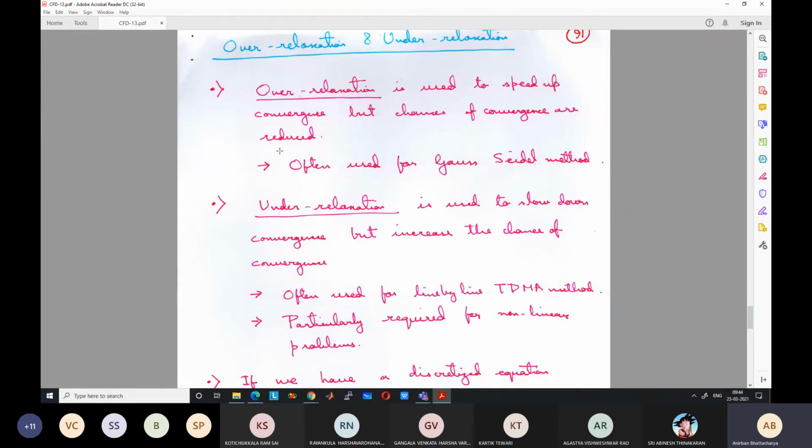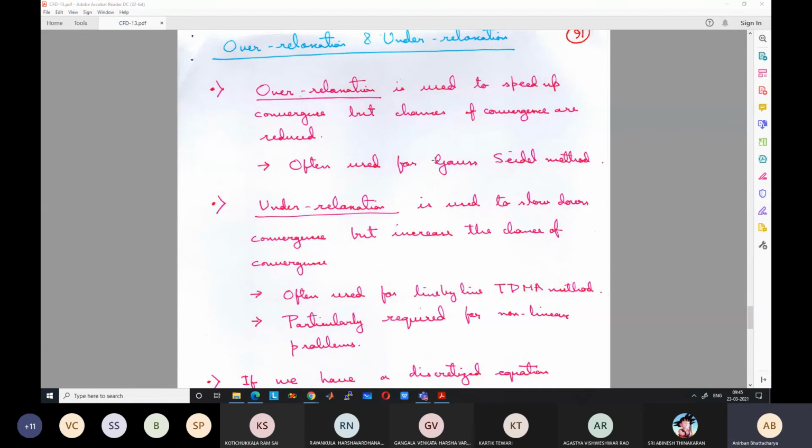However, this is used for Gauss-Seidel method because in Gauss-Seidel method, the convergence rate is very slow. So to increase the rate of convergence, chances and rate are two different things, as we have discussed yesterday. Totally two different things. Okay, rate of convergence can be slow, but the chances of convergence can be more, or rate of convergence can be fast and the chances of convergence can be less. One denotes how fast you are going towards convergence, other denotes whether you will go towards convergence at all or not. So over relaxation is often used for Gauss-Seidel method.